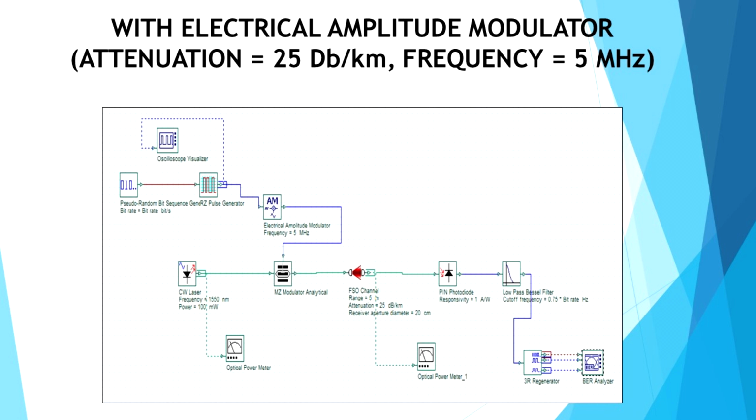The frequency of the AM modulator is set to 5 MHz and 25 MHz with the attenuation of the FSO channel set to 25 dB per kilometer. The output from the electrical amplitude modulator and the CW laser is the input of the MZ modulator. This MZ modulator will produce an optical signal.